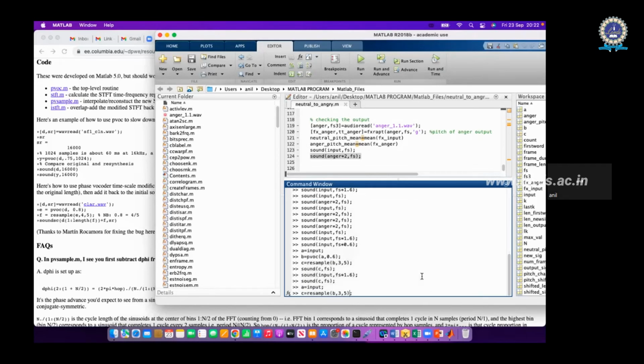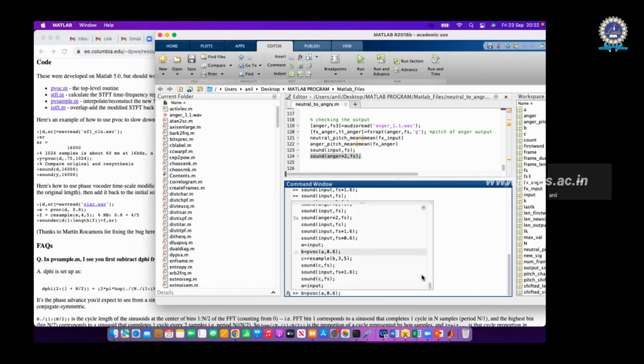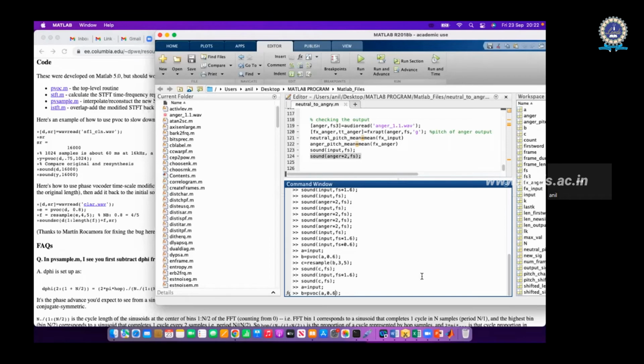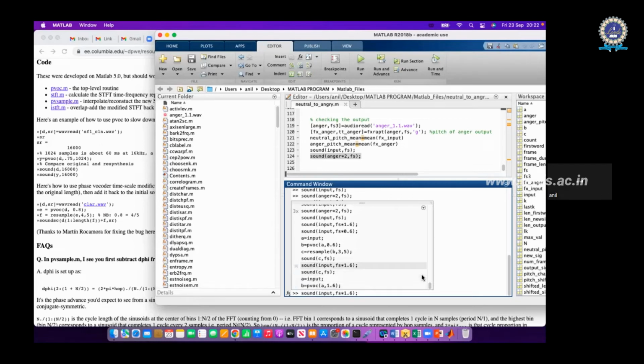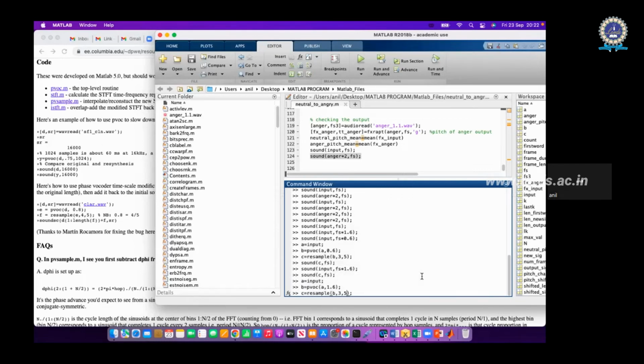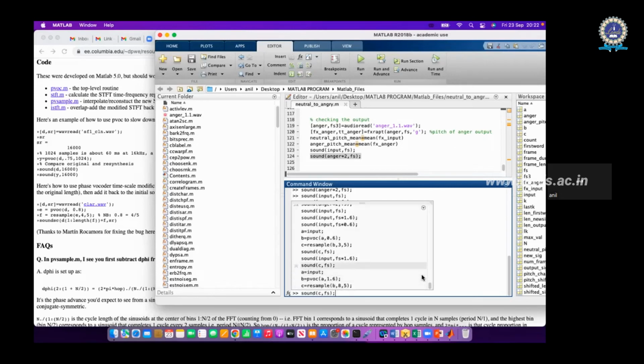So for example, if I do the reverse, A is the same input and B is the phase vocoder of 1.6. C is a resample of 8 comma 5. Now let me play C.